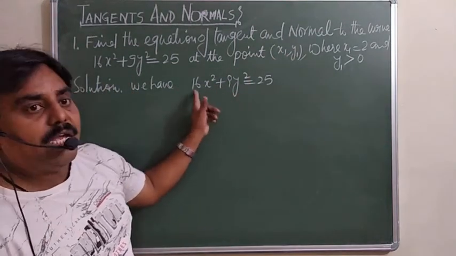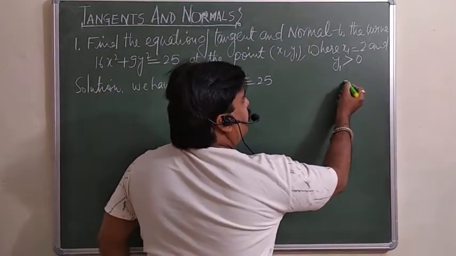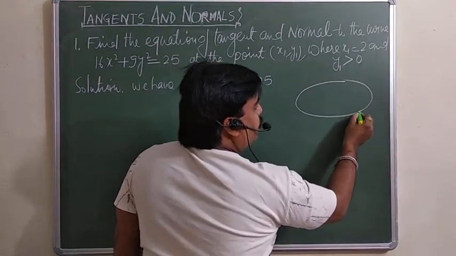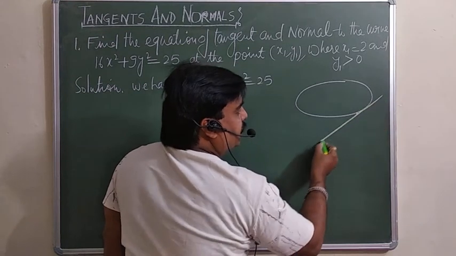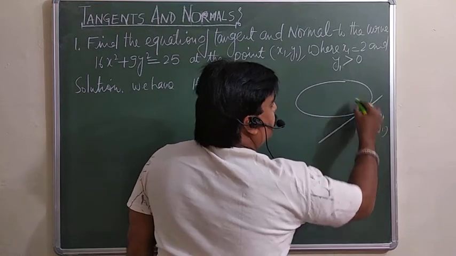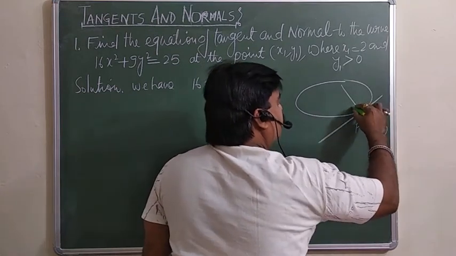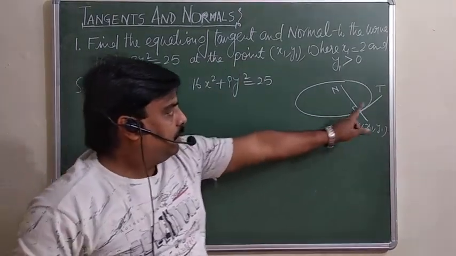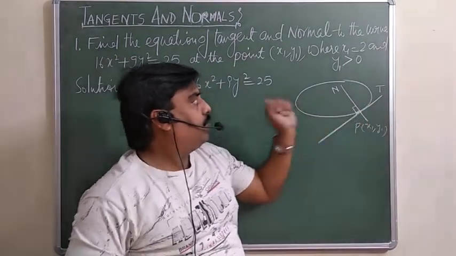This is the equation of the ellipse. So if we talk about the figure, अगर हम figure की बात करें तो this is your ellipse. At any one point there is a tangent at this point, you can say P (x1, y1). And this is your normal, which is at 90 degrees. This is your normal and this is your tangent. We want to find out the equation of this tangent and the normal.